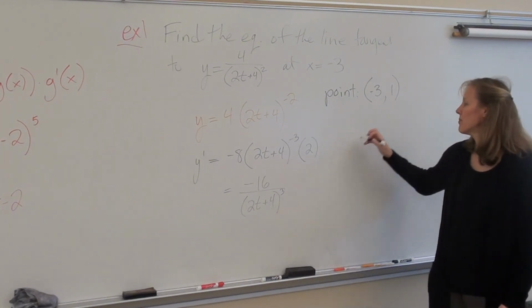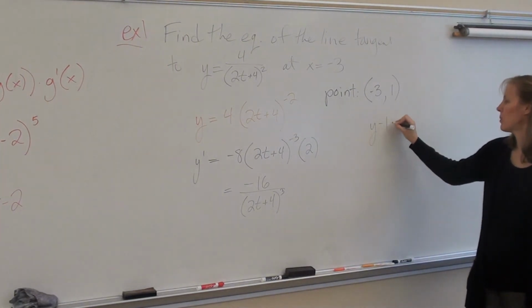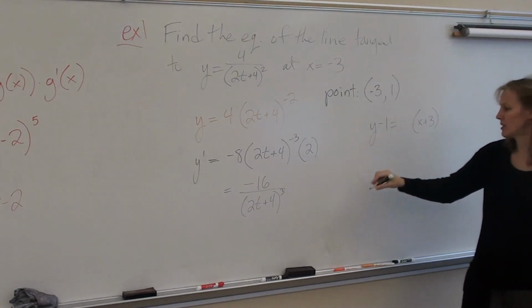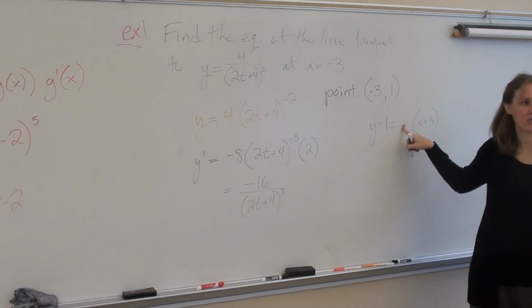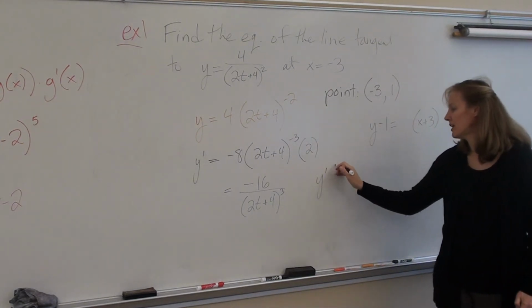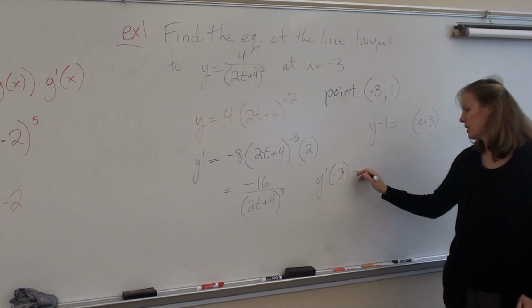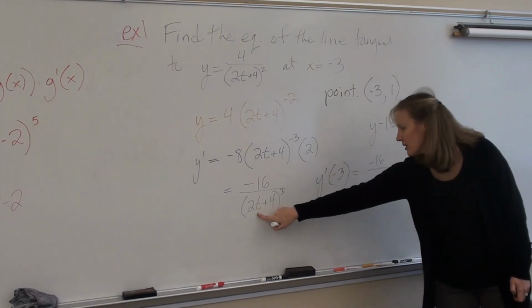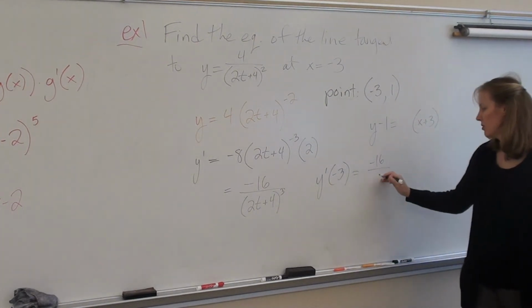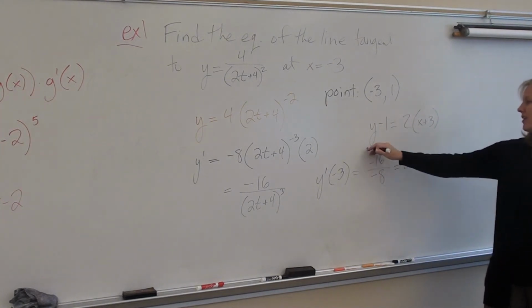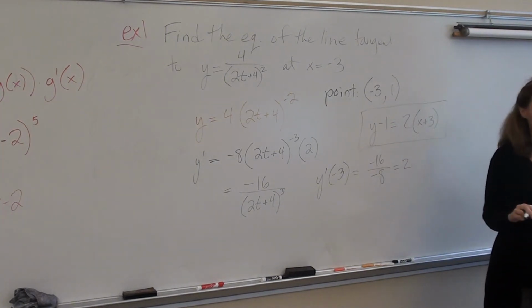Now, if I were to write my equation, y minus 1 equals blank times x plus 3. So in here, would I put negative 16 over 2t plus 4 to the third? No? Well then what do I do? Plug the negative 3 into my derivative. I need y prime of negative 3. So I get negative 16 over, let's see, negative 6 plus 4, negative 2 cubed. What is that? Negative 8. Oh, so my slope is just 2? Yep. Hey, that's nice.